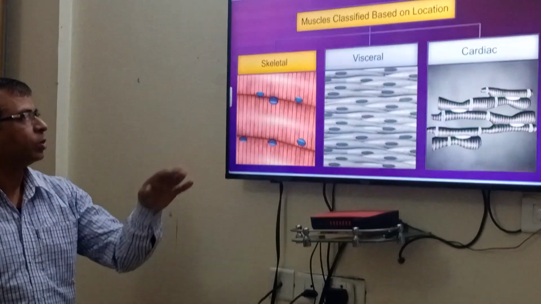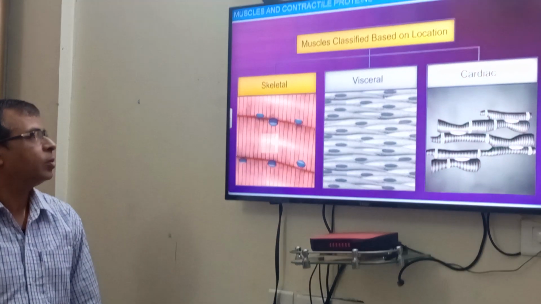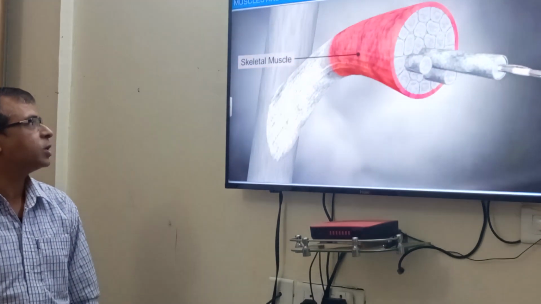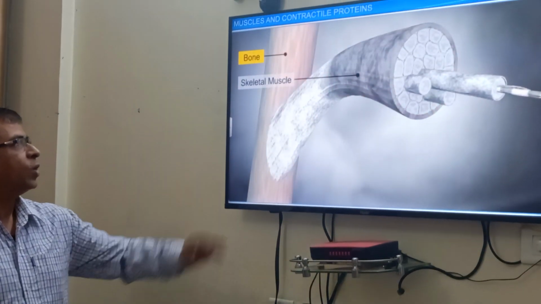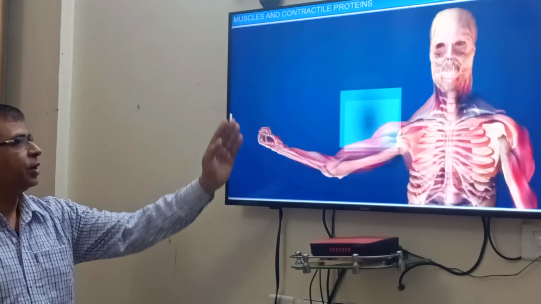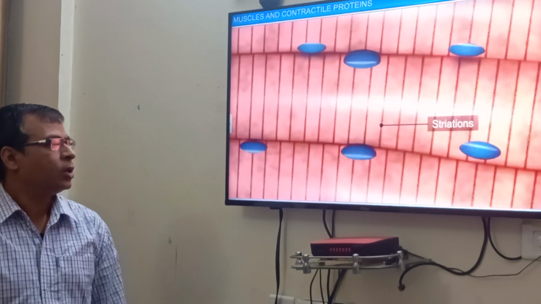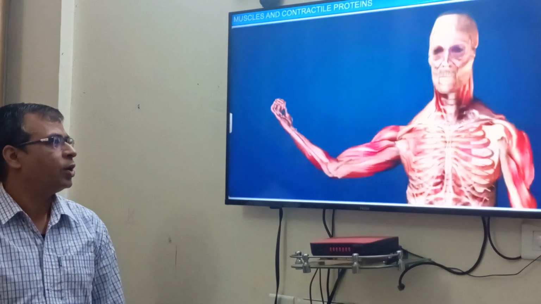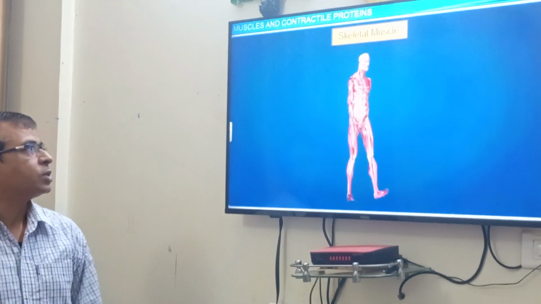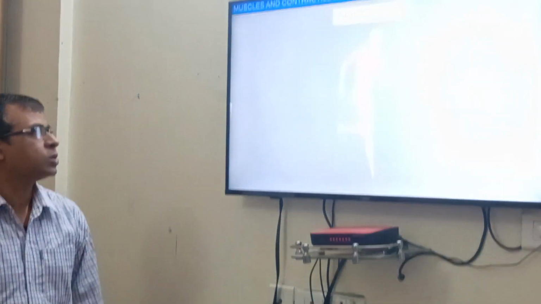Skeletal is one, visceral, then cardiac. In detail, skeletal muscles are attached to bone by collagenous tissue called tendons. They are striated and voluntary. A voluntary muscle can be controlled by the nervous system. These skeletal muscles we can use at will.